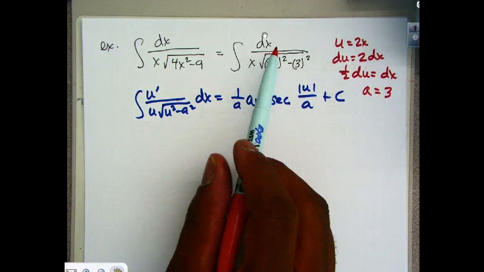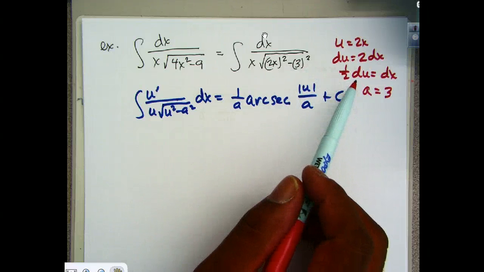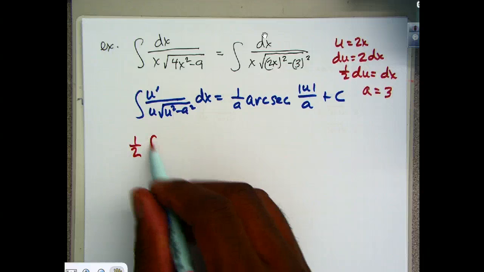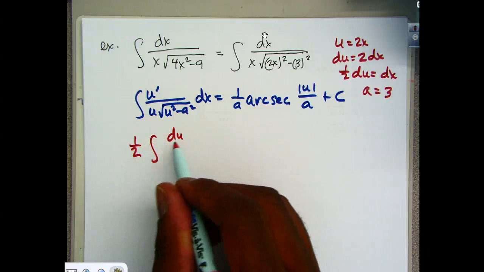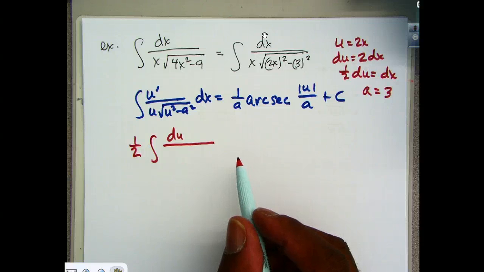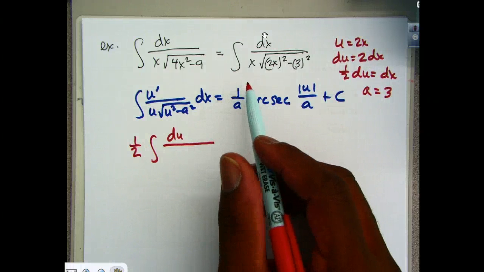So we can replace this dx with 1/2 du. So I can bring the 1/2 on the outside. So that's 1/2 times the integral of du all over. Now our u is equal to 2x. Okay? So our u is 2x, and I have this x here on the outside.